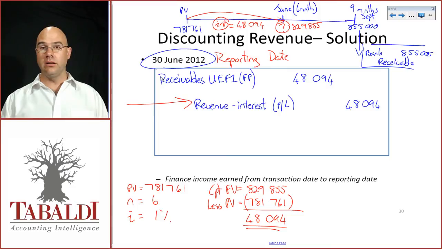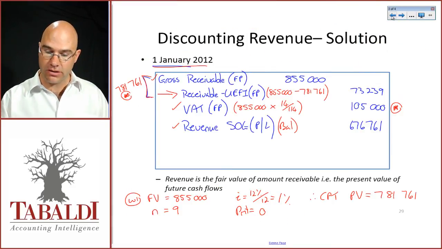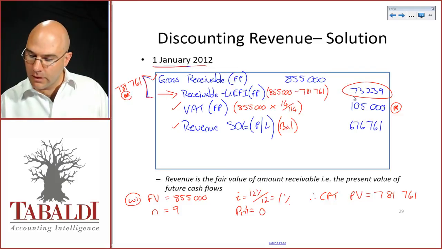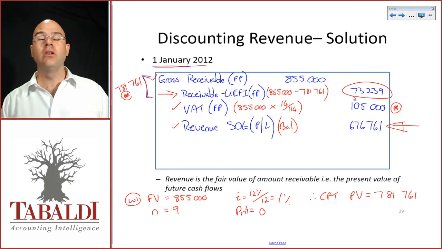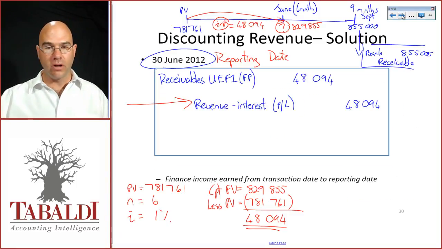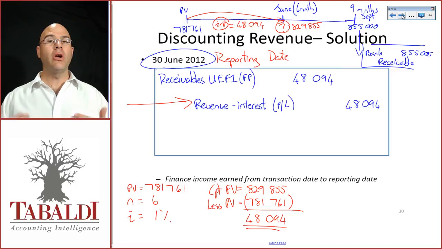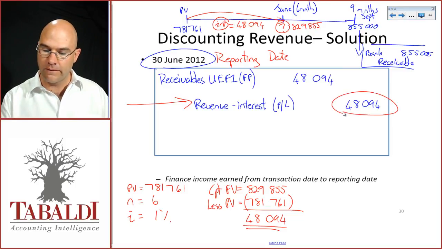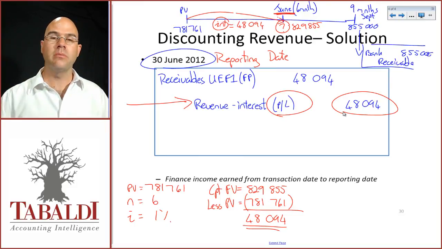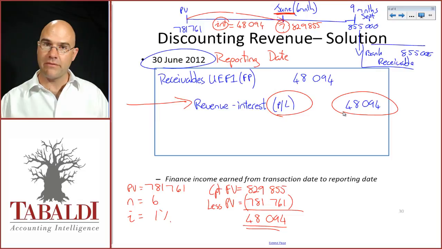Component 1 was interest. We couldn't recognize interest on day 1 because we hadn't earned it yet. It went to unearned finance income, a financial position account. The other component of revenue was revenue from sale of goods. The 761, and that happened on day 1 when the risks and rewards were transferred. As time moved on, the interest was unwound and we earned the interest income and recognized 48,094 on the time apportioned basis up to the reporting date of June. That went to revenue in P&L.